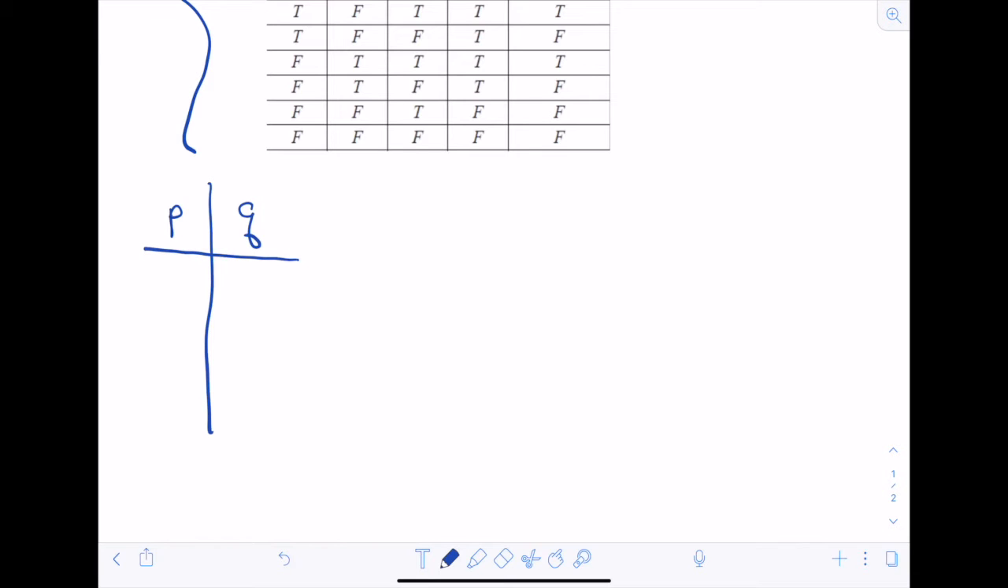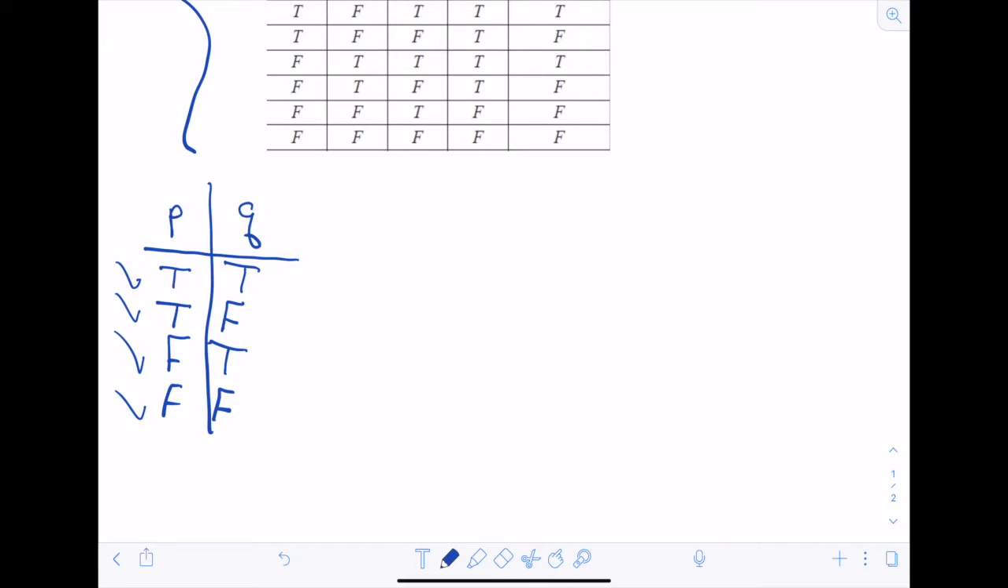It could be that P is true and Q is true at the same time. That could happen. It could happen that one is true and the other isn't. So maybe this is true and this is false, or maybe the first one was false and this one was true. And we could also have that they're both false. So that's the only things that can happen. They're both true. The first one's true, the second is false. The first one's false, the second is true, or they're both false. Those are the things that can happen.